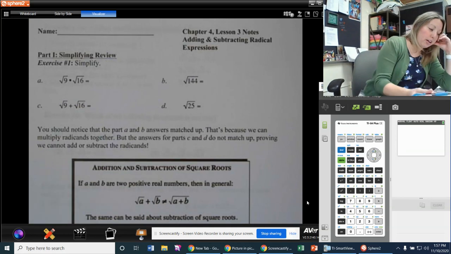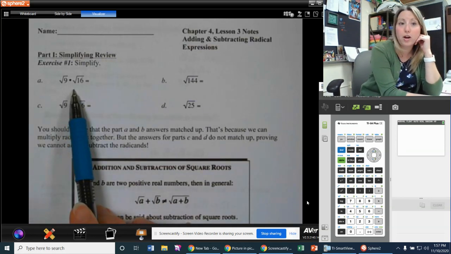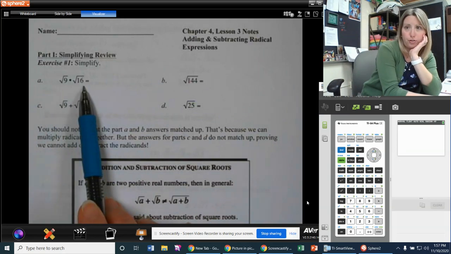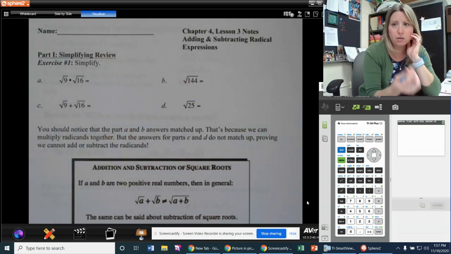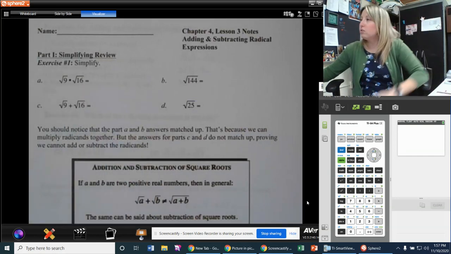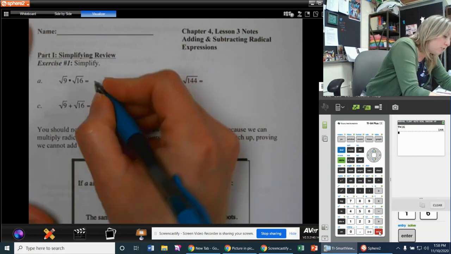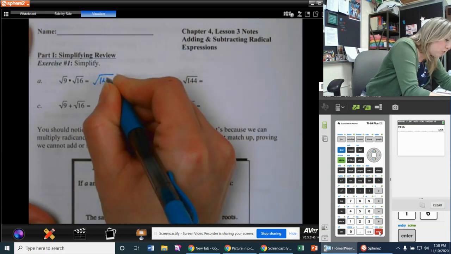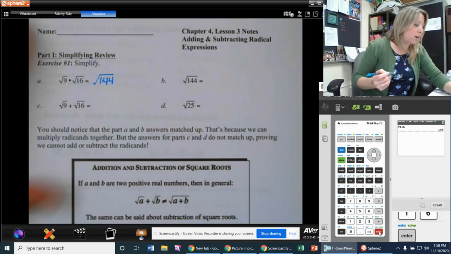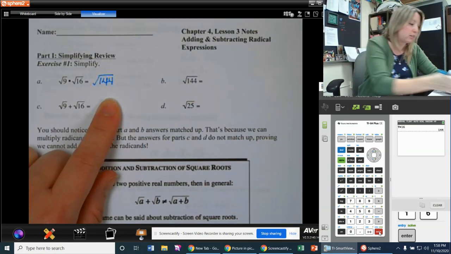Okay, we got to simplify these. Oh, this is yesterday's lesson, where we multiply together first and then simplify that answer. The stuff under the radicals multiplies together. So 9 times 16 is under the radical, and I get 144 under the radical. And I'm sure you know that 144 is a perfect square, so I have to simplify that, right?